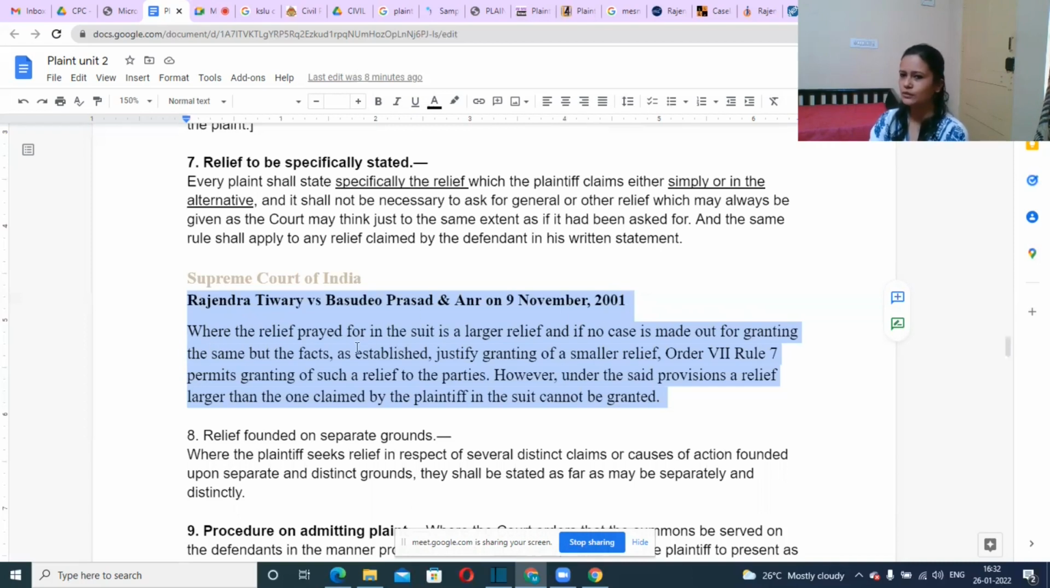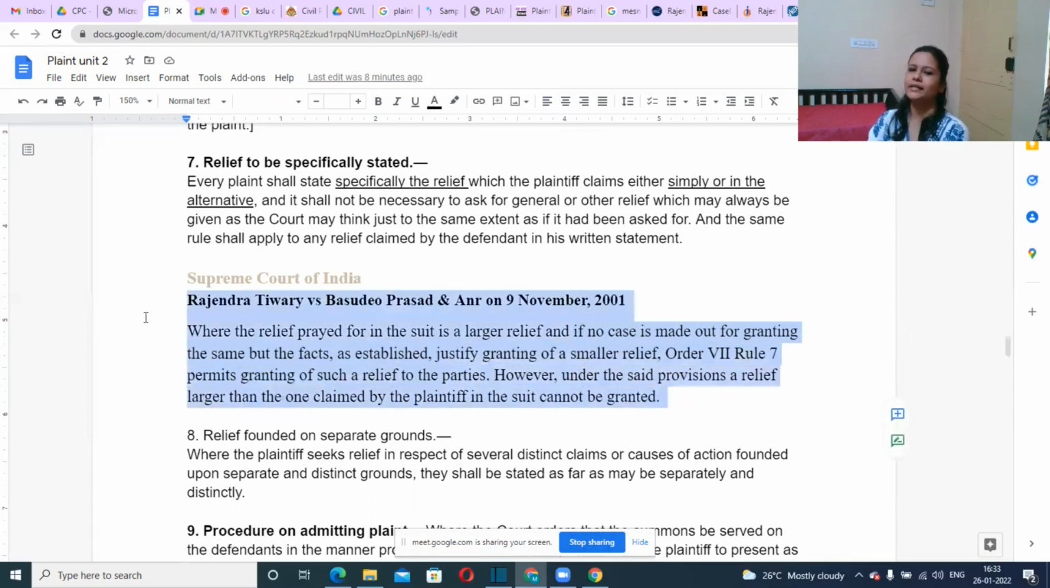It was decided in 2001, where the relief prayed for in the suit is larger relief, and if no case is made out of granting the same, but the facts as established justify granting of a smaller relief, Order 7, Rule 7 permits granting of such a relief to parties. However, under said provisions, a relief larger than one claimed by the plaintiff in the suit cannot be granted.